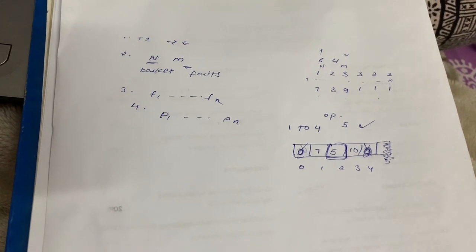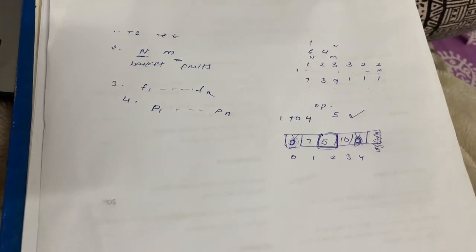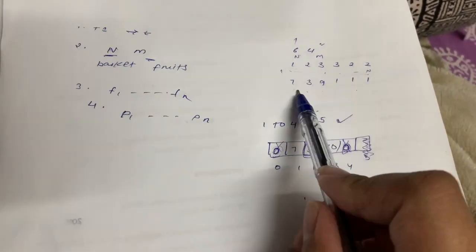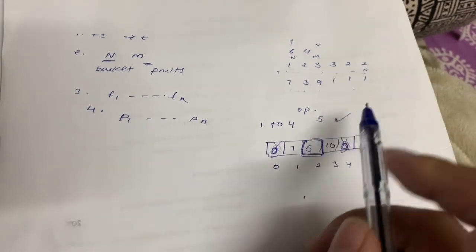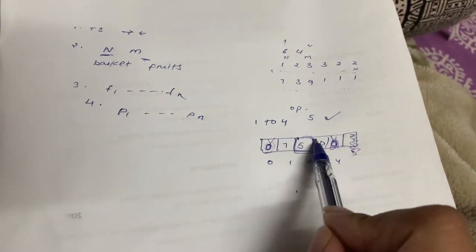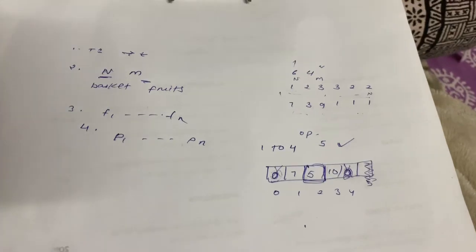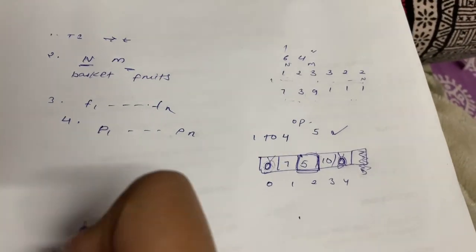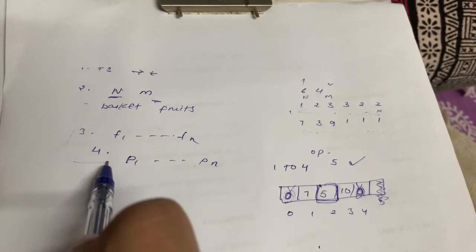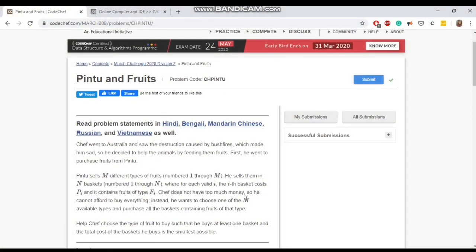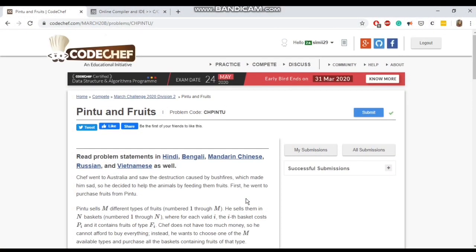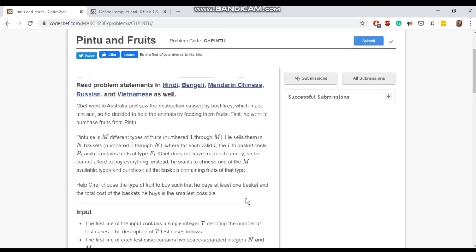So one simple approach which we can have is that we can take an array and sum the amount of fruits, and then we can find the minimum amount, which is 5 over here. So we can start by taking these inputs. I hope you got an idea about the question. So now I'm going to take you through the code.